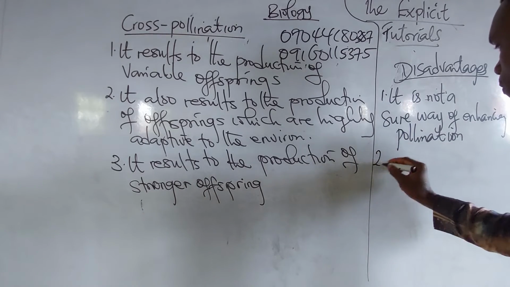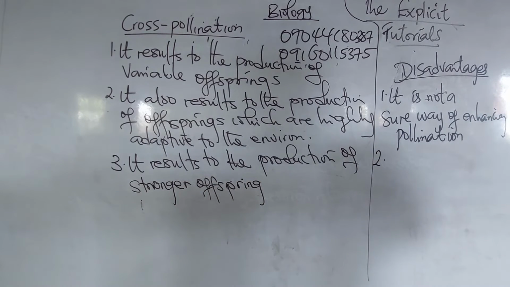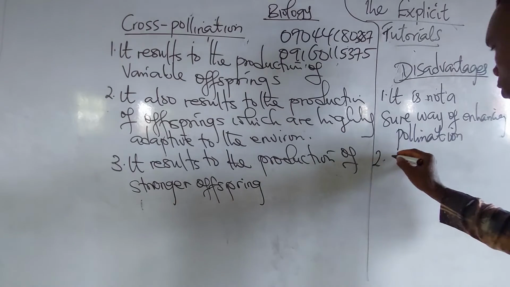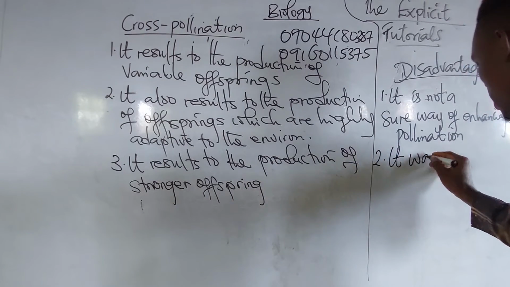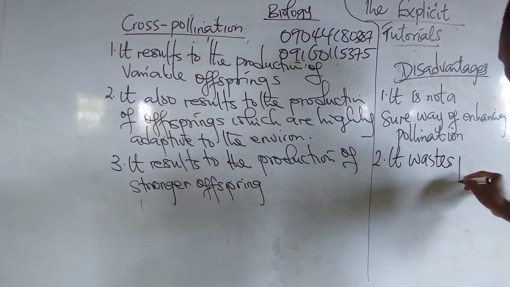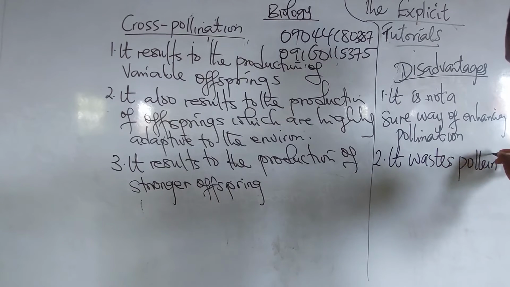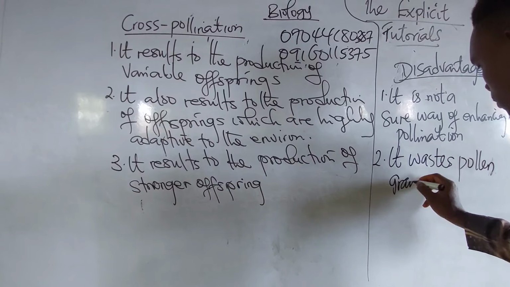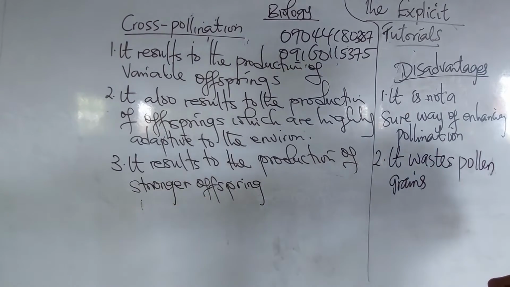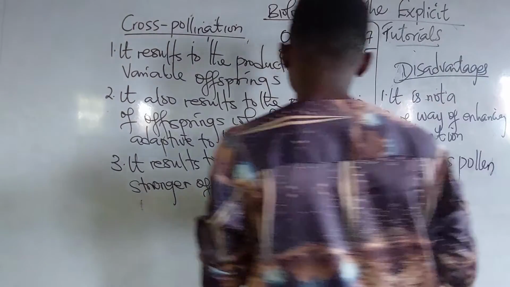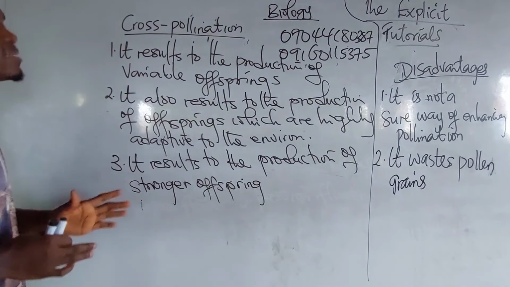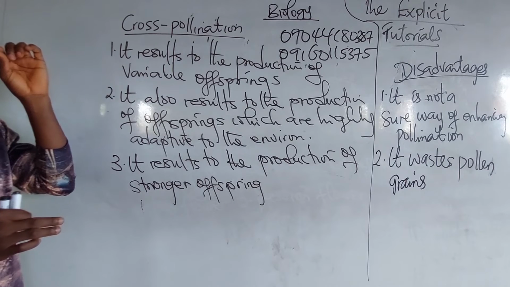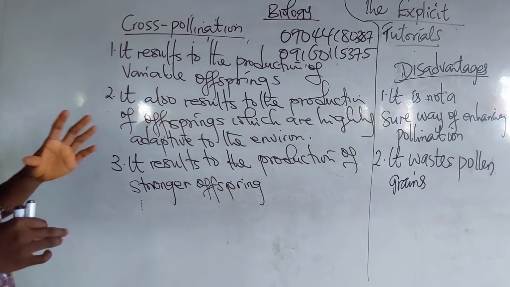Then number two, it wastes pollen grains. It wastes pollen grains since there are two parents involved in this type of pollination. So this is where I'll call it a day on cross-pollination.